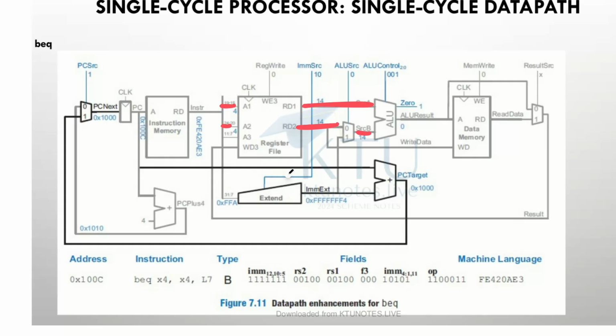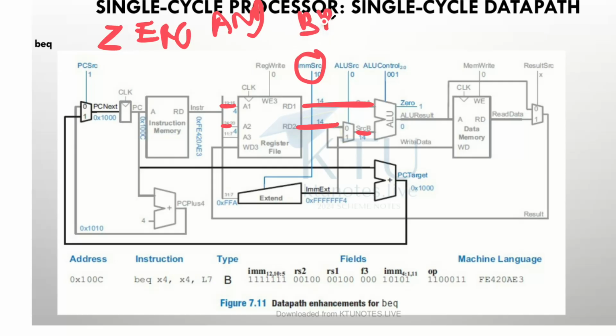Now ImmSrc is what? 1 0. Why is ImmSrc 1 0? ImmSrc is 1 0 because there are 4 locations. Here my immediate is divided into 4 locations, as you have seen. Immediate is split into 4 locations. We have to combine them. That is why it is 1 0. Fine. Now I will add that, then I will get the PC target. Now PCSrc is calculated using what? PCSrc is calculated using zero and branch.